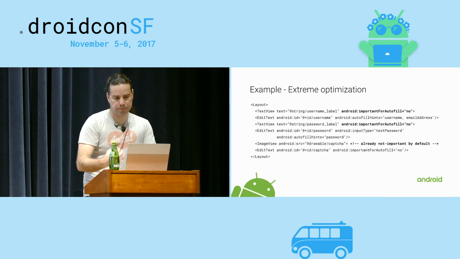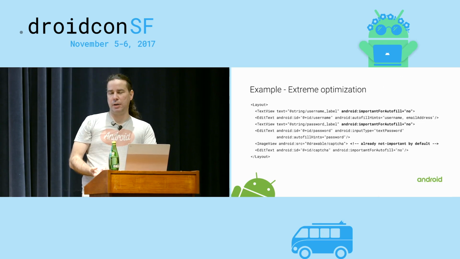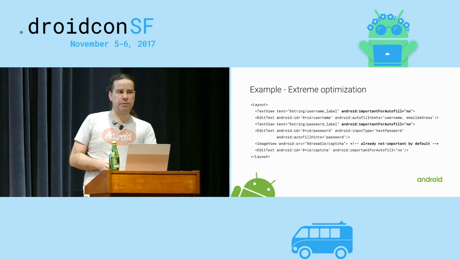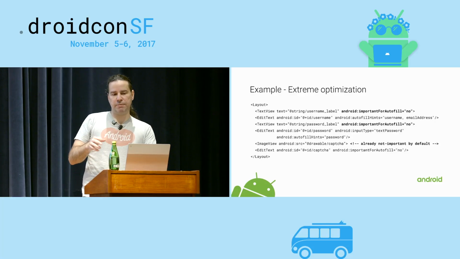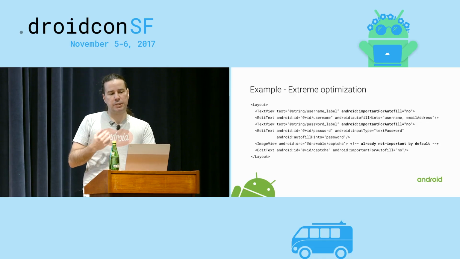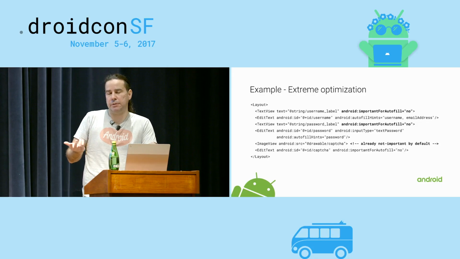Finally, since we are explicitly telling the service, hey, my login screen has these two fields, one has the username and the other has the password, then pretty much everything else on that screen is not important for autofill. For example, I don't need to send a text view containing my labels, because the service is not going to do anything with that label.